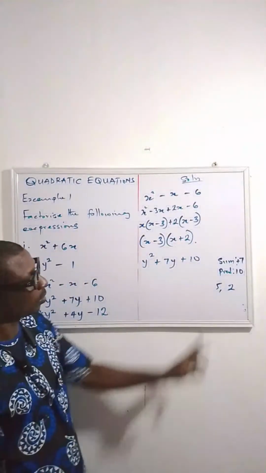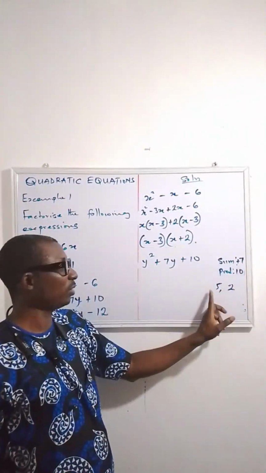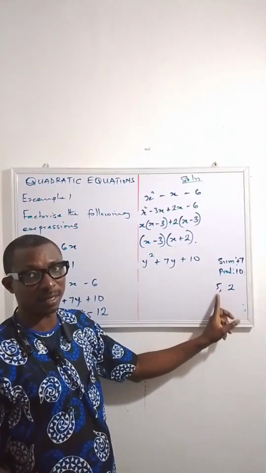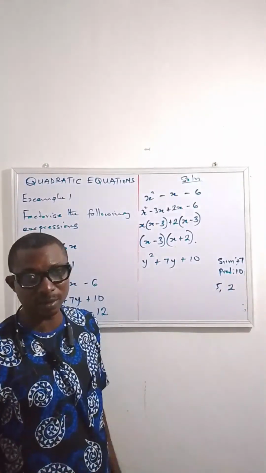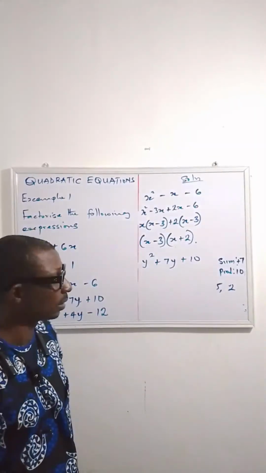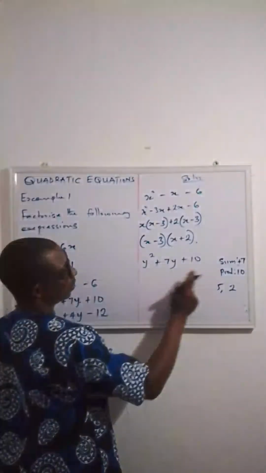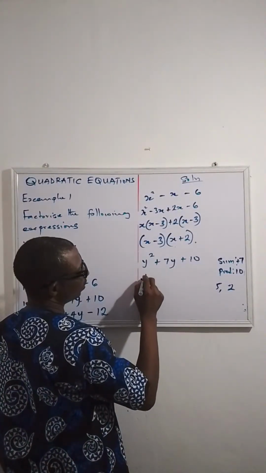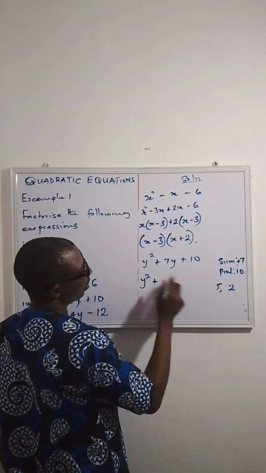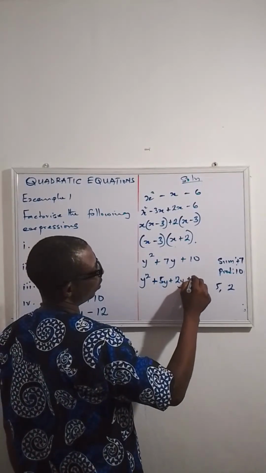So see, when you add these together, you have 7. And when you multiply them together, you have 10. So that means the two numbers are 5 and 2. Sorry, 5 and 2. So this quadratic expression turns to y squared plus 5y plus 2y plus 10.